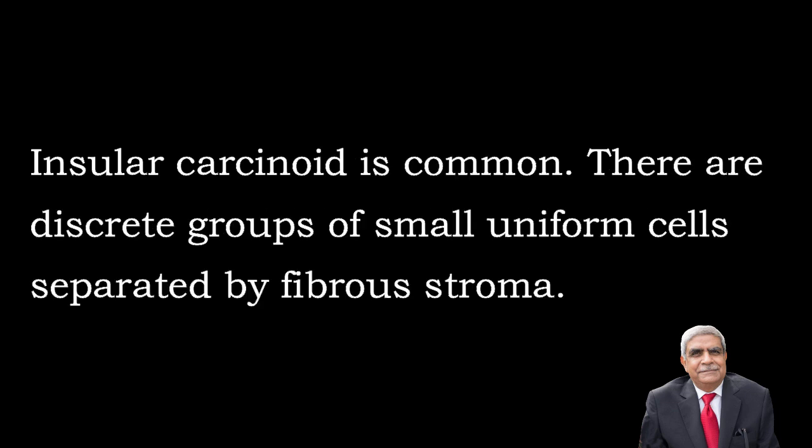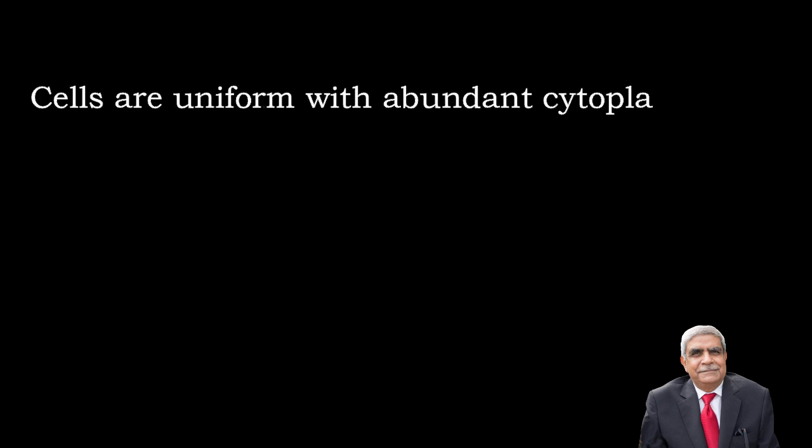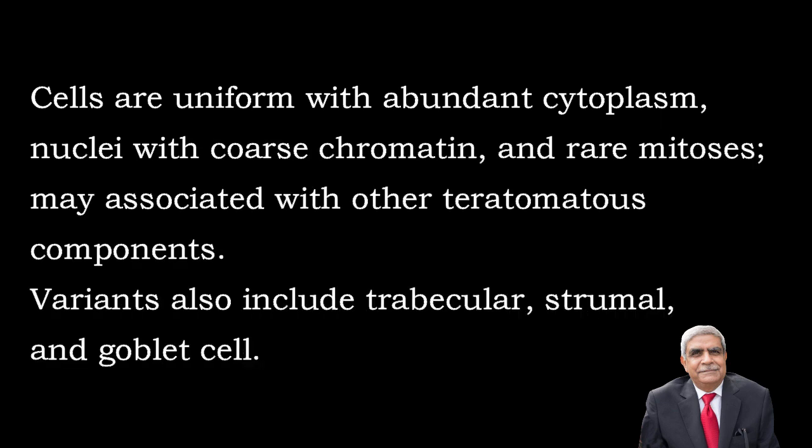Microscopic features. The insular carcinoid is common. These are discrete groups of small uniform cells which are separated by fibrous stroma. The cells are uniform with abundant cytoplasm. Nuclei have coarse chromatin and rare mitosis are present. They may be associated with other teratomatous components. Variants include trabecular, strumal, and goblet cell type.